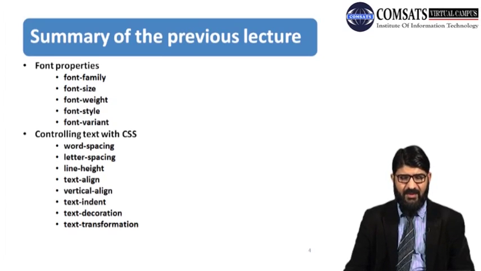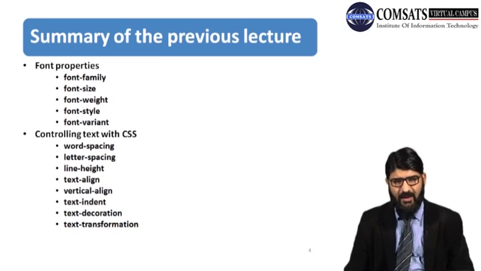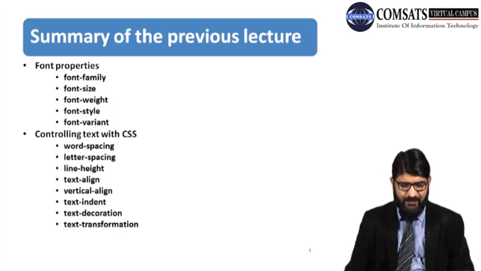The second is letter spacing. Letter spacing is to create the space between letters. The third is line height. Line height is basically creating the space for writing words or alphabets. The next is text align, and text align is basically the horizontal alignment of text to left, right, or centered. The next is vertical align. The vertical alignment of the text is top, bottom, or centered.